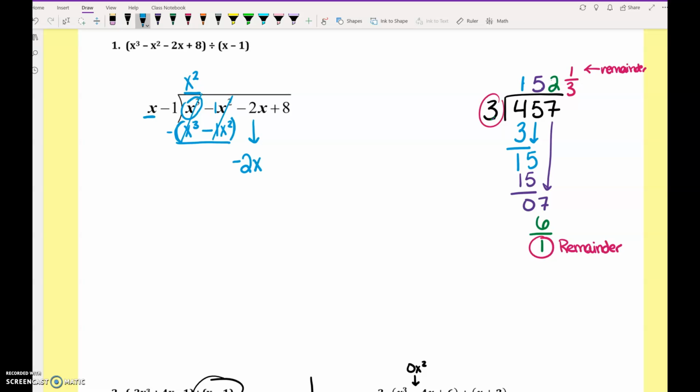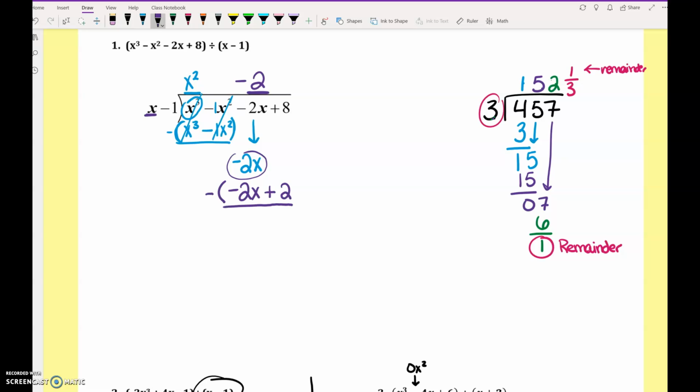Basically what happens is there's like an x to the third cycle and then an x squared cycle. We just skipped the x squared cycle. The x squared cycle was in with the x to the third cycle. So now we are doing x times what? Notice I go to the space directly above what I have. X times what is negative 2x? Negative 2. Negative 2 times x is negative 2x. Negative 2 times negative 1 is positive 2.